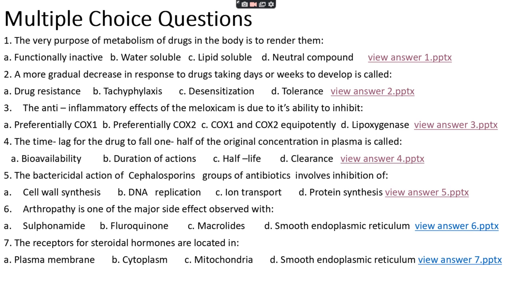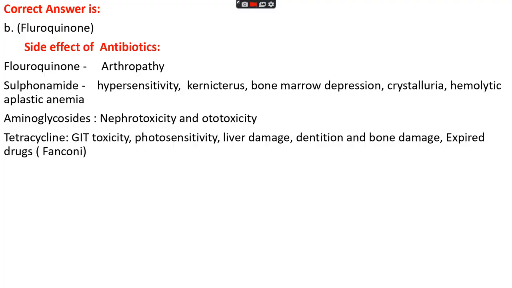Question number 6. Arthropathy is one of the major side effects observed with option A, sulfonamide, option B, fluoroquinolone, option C, macrolide, option D, smooth endoplasmic reticulum. The right answer is option B, that is fluoroquinolone.